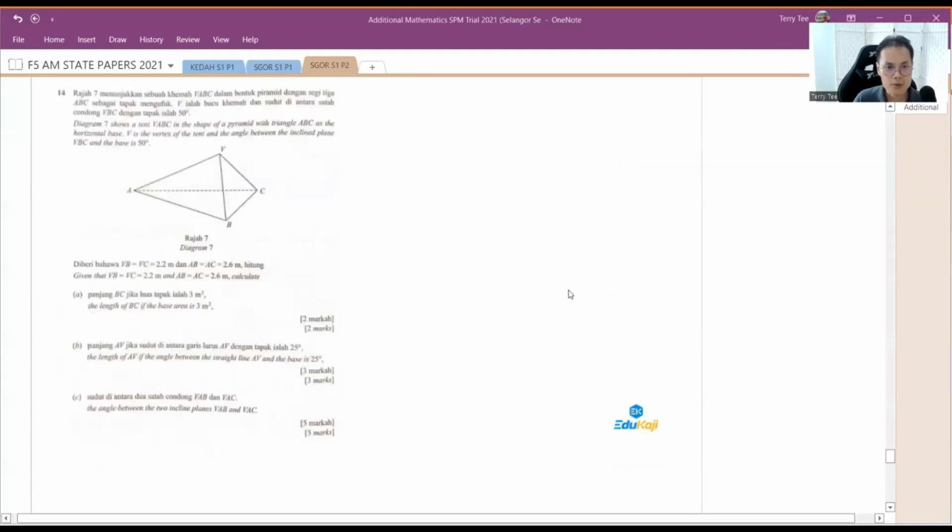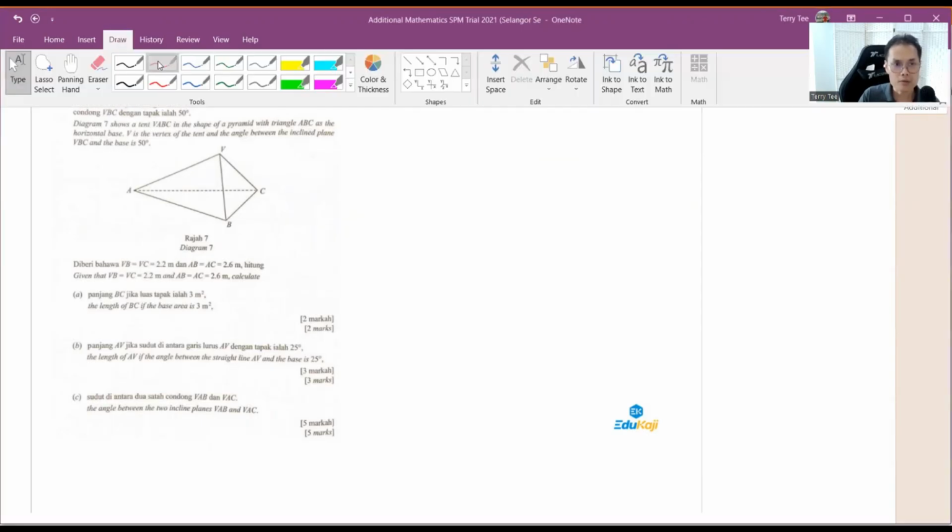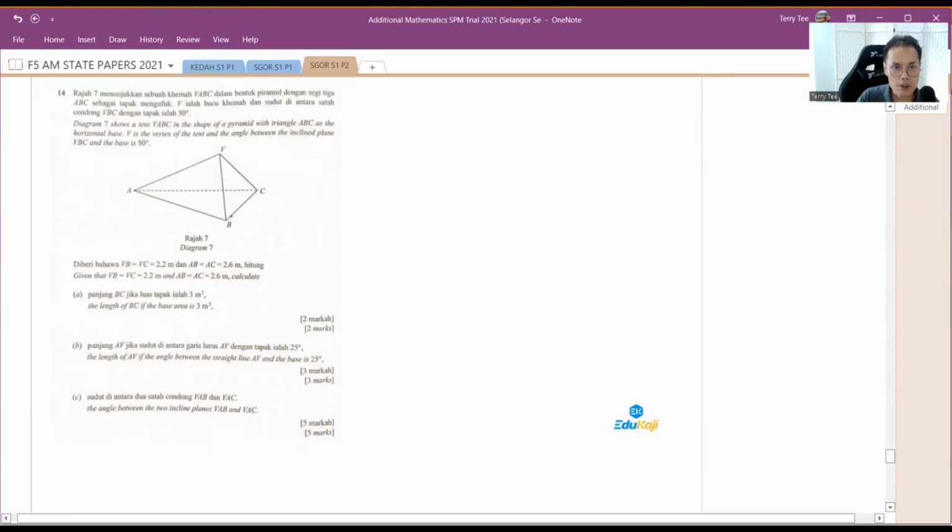Okay, let's move on. This is one of the hardest questions, and actually this question is cloned from an SPM 2003 question. Very long question. Solution of triangle. First of all, you can see a diagram shows a pyramid VABC with triangle ABC as a horizontal base. V is the vertex of the pyramid. The angle between the inclined plane and the base is 50°. I hope you already know the angle between two planes. Number one, we know the inclined plane VBC and the base ABC intersect at the line BC.